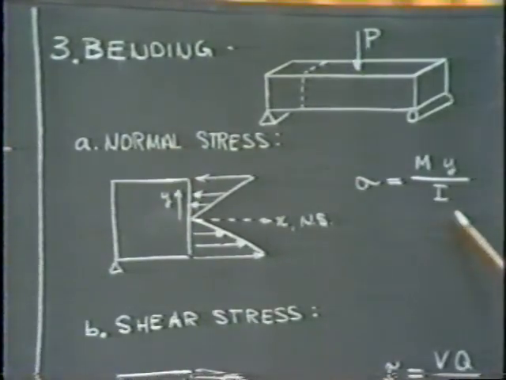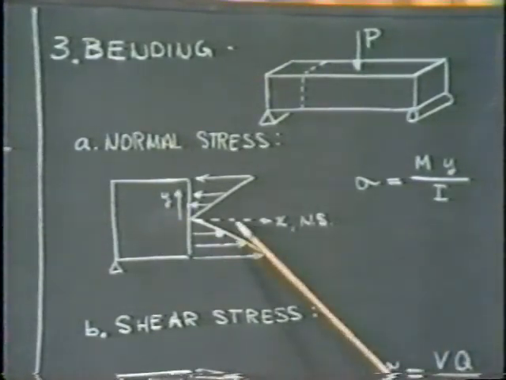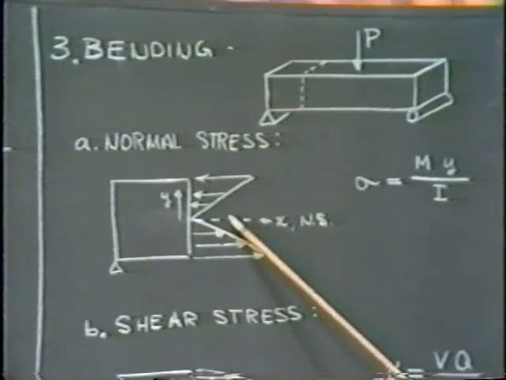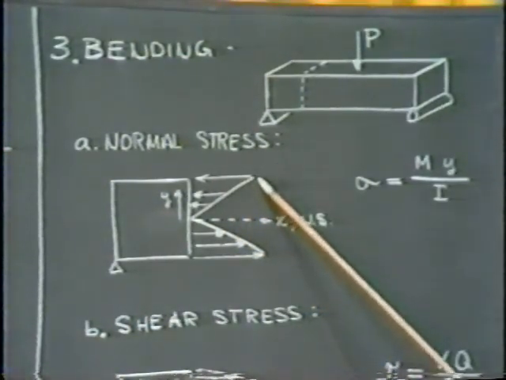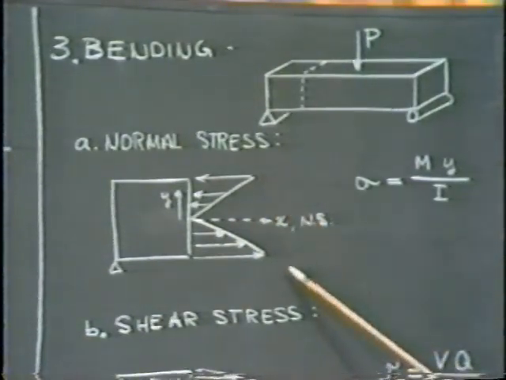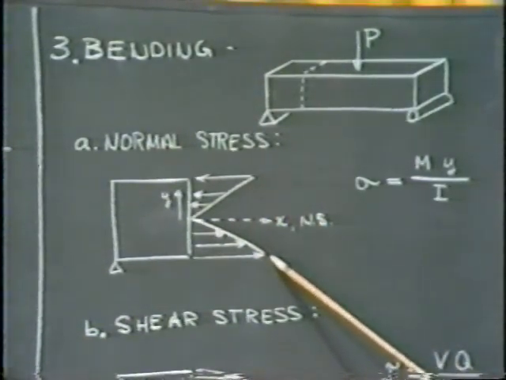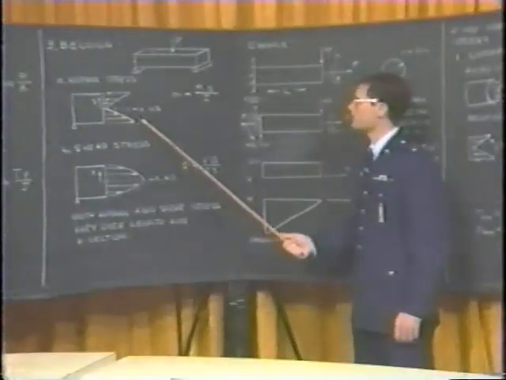By virtue of the fact that Y appears in the formula, the normal stress increases from 0 at the neutral surface to a maximum at the very outside surface, both at the top and the bottom of the beam. Now let's go back up to our first picture here on the top.